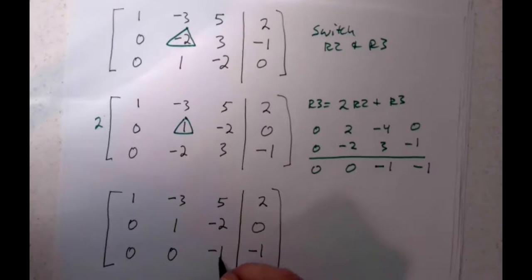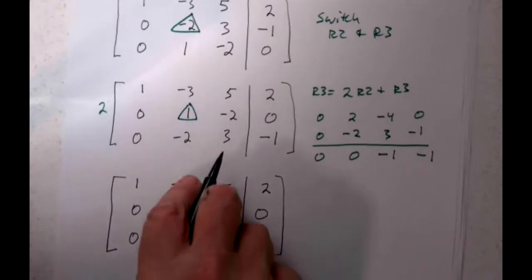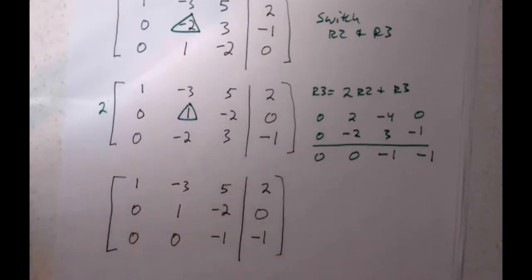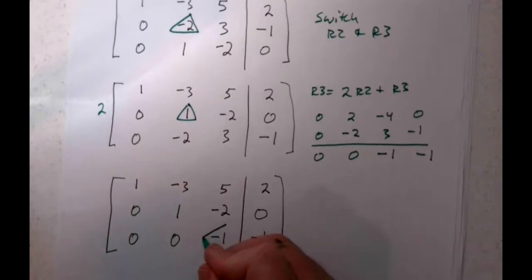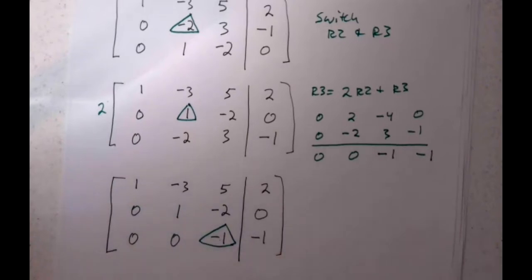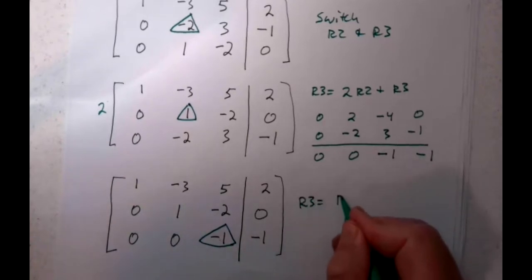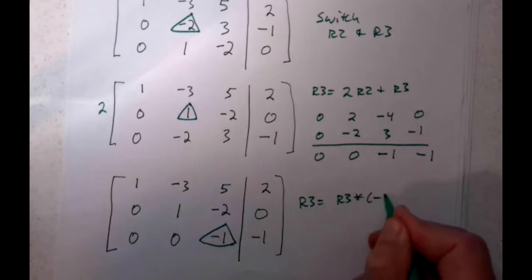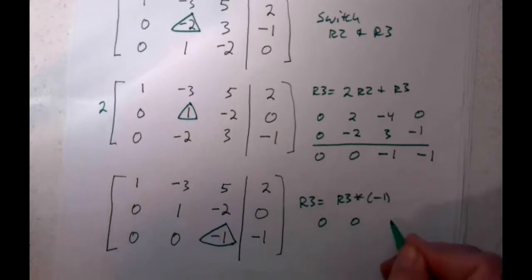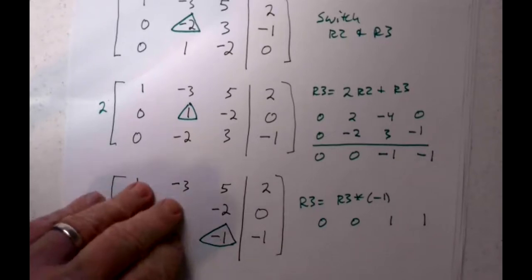Except I want this piece also to be a 1. I would like to make this a pivot. Now again, I could use this pivot to turn that negative 3 into a 0, but I'm going to choose not to. How do I turn negative 1 into positive 1? Multiply the whole row by negative 1. So we turn things into 1s by either multiplying or dividing. So my new row 3 is the old row 3 times negative 1, which will give me 0, 0, 1, 1. And that will finish my upper triangular version of this.